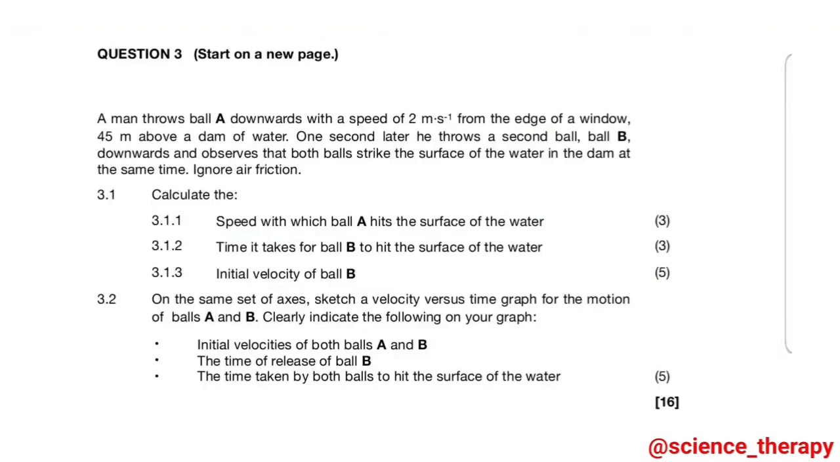Then 3.2, we have: on the same set of axes, sketch a velocity versus time graph for the motion of balls A and B. Clearly indicate the following on your graph: initial velocities of both balls A and B, the time of release of ball B, the time taken by both balls to hit the surface of the water. So you need to check all those points because those are the ones that will give you marks, right? So now, drawing a velocity versus time, we know that we have something like this.